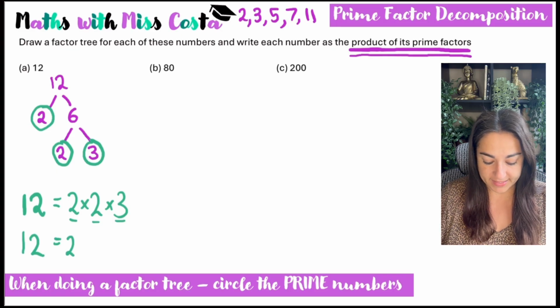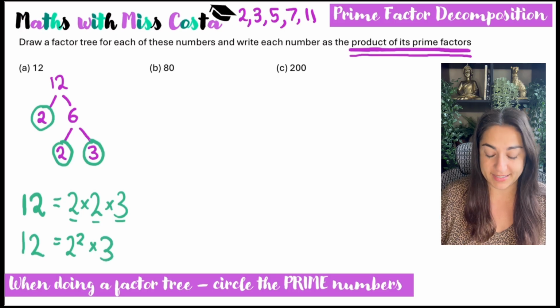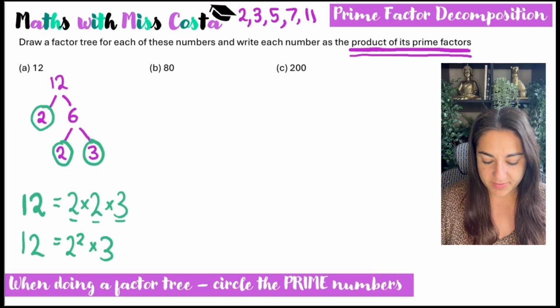You could also write this as 2 squared times 3 if you wanted to simplify that, but we don't have to do that just yet. That's just an extension. Okay, then we've got 80.